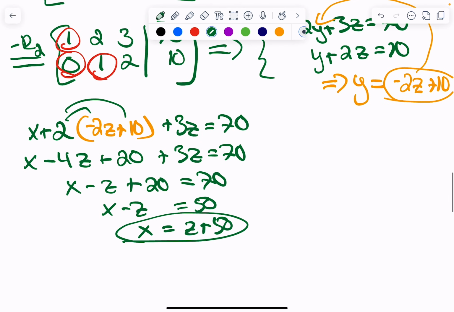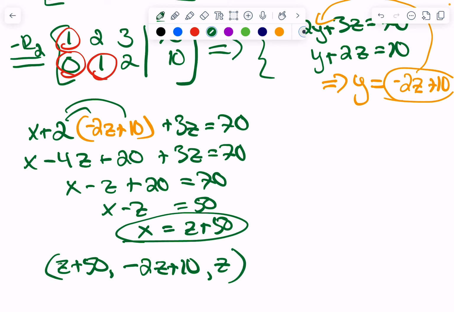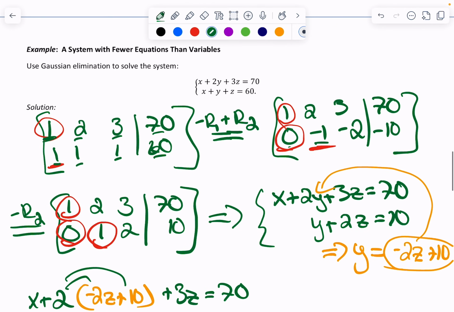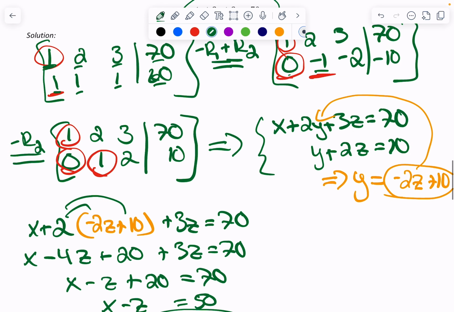Okay, so there's our x. We have our y, and z is again going to be z. So our x is going to be z plus 50. Our y is going to be negative 2z plus 10. And we can't solve for z because we only have two equations from the beginning. If we have three variables, we can only solve it for two of them, and that's what we just did over here.